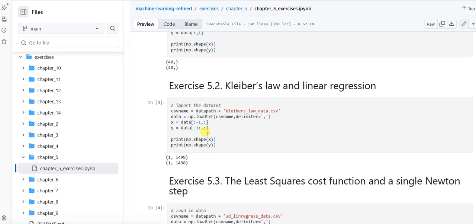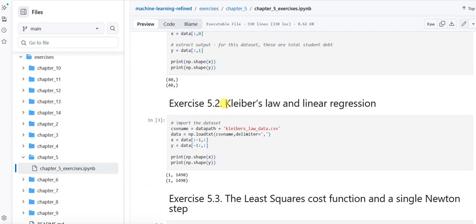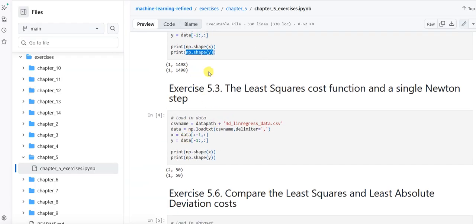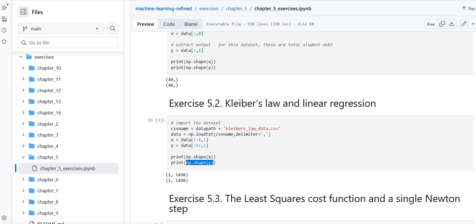Similarly the second question, Kleiber's law and linear regression. Here also the similar logic. Minus 1 means the last number. Minus 1 means we are moving from last to first in Python programming. np.shape means how many elements are there in x and how many elements are there in y. That is what is explained. Now, what is the second question here?